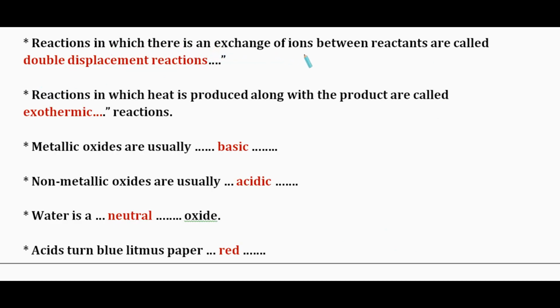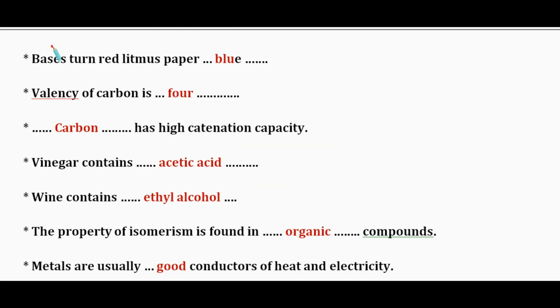Reactions in which there is an exchange of ions between reactants are called double displacement reactions. Reactions in which heat is produced along with the product are called exothermic reactions. Metallic oxides are usually basic, non-metallic oxides are usually acidic. Water is a neutral oxide. Acid turns blue litmus paper red. Bases turn red litmus paper blue.